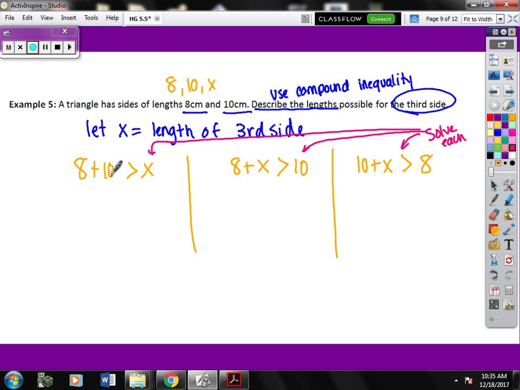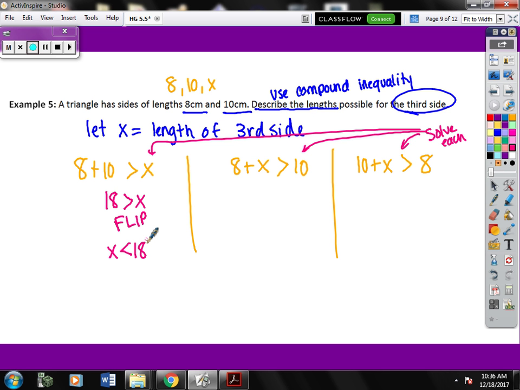Okay, so 8 plus 10 is 18. 18 is greater than x. Usually when you read an inequality, though, that variable likes to go on the left-hand side, so we would want to flip this one to make it x is less than 18, so that it makes sense when you read it. X is smaller than 18. So the value, or the length of the third side, has to be smaller than 18.